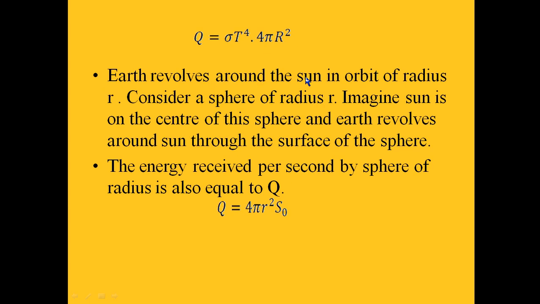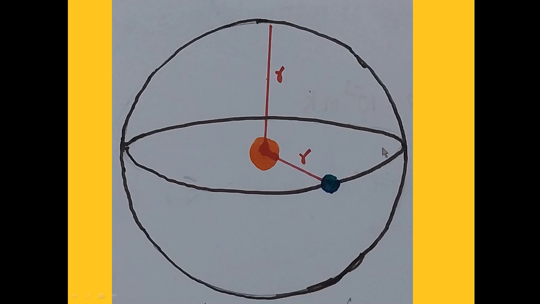Earth revolves around the sun in an orbit of average radius r. Consider a sphere of radius r. Imagine the sun is at the center of the sphere and earth revolves around the sun on the surface of the sphere. This is how the picture will look like. See, the sun is at the center and earth is on the surface of the sphere. Earth revolves around the sun. The radius of the sphere is r. It is the radius of the earth's orbit.